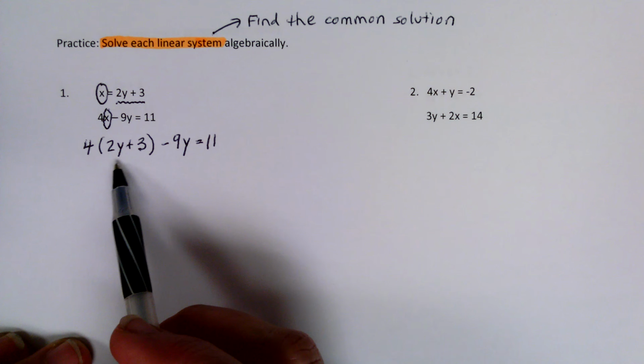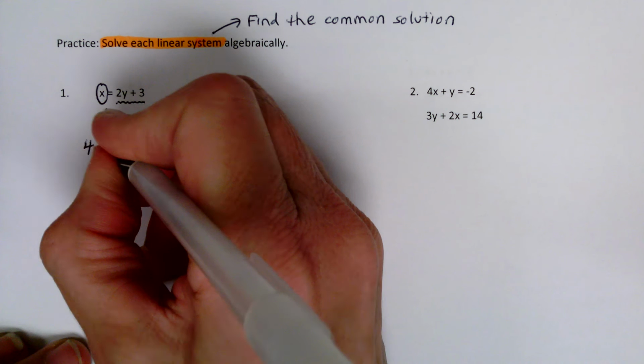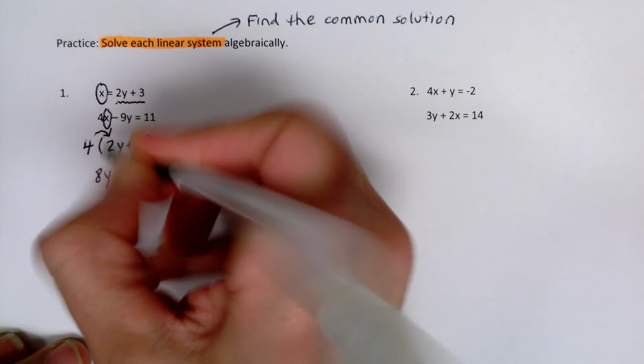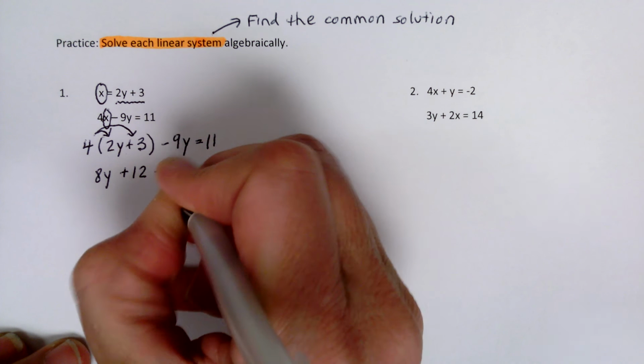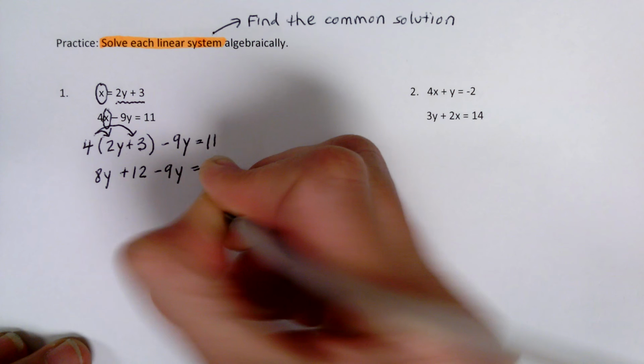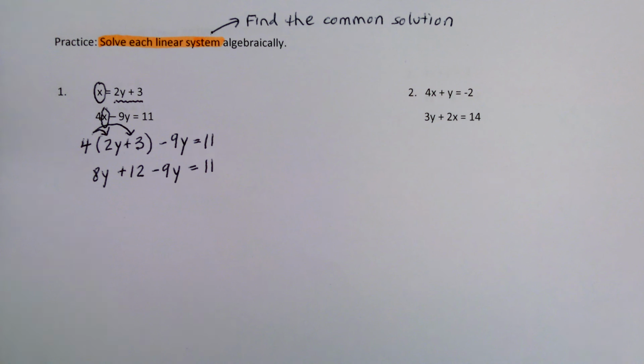Now, what math can I do? That's right, we're going to distribute. So 4 times 2y is 8y. 4 times 3 is 12. Minus 9y equals 11. I want you to pause the video and solve for y.